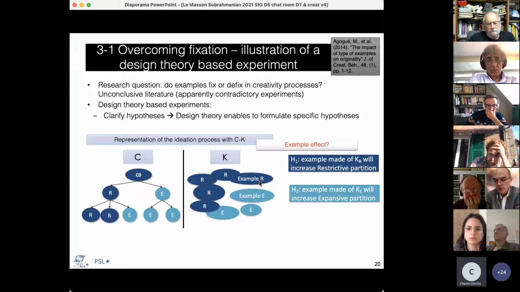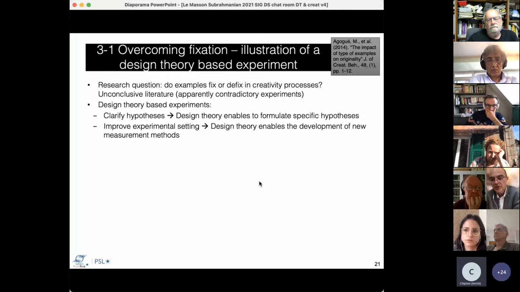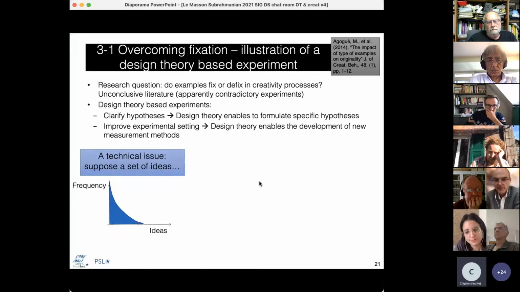So interesting, you can formulate hypotheses, but it's not enough. You have to test them. And here there is a clear experimental problem. How do you test fixation? This is a true issue. You have a list of ideas with a certain frequency. How do you decide that this list of ideas is supposed to be a solution to a given creativity problem? How do you say that this list is fixed or not? Or that the ideator that proposed the list, that generated the list, is fixed or not?